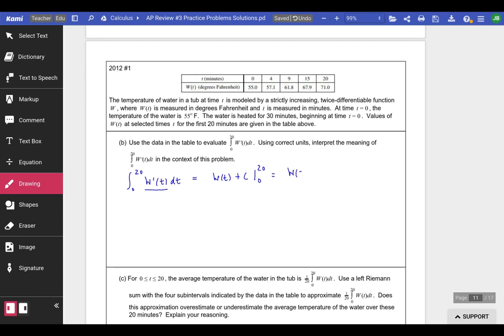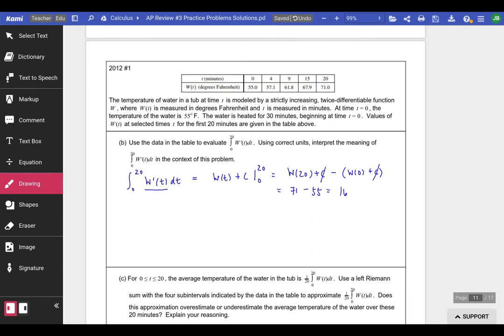So I have w of 20 plus c minus w of 0 plus c. My c's are going to cancel. W of 20 gives me 71, and W of 0 is 55. And if I subtract those, I get 16.